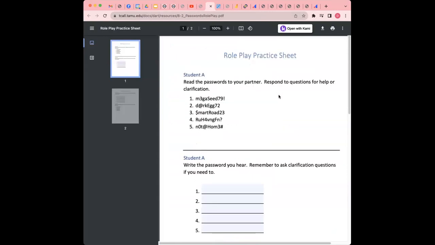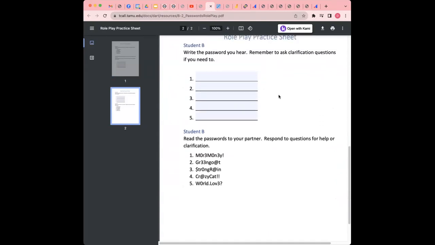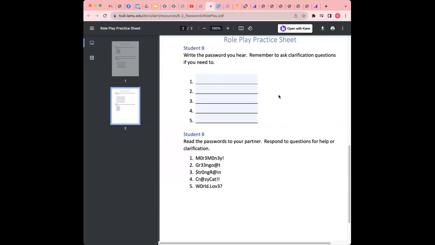And this one I really like. It's a partner dictation. They call it a role play, but you have two people. One person has the list of passwords and they read them to their partner, who writes them down. And then they switch. Now they have the opposite roles. The person who was writing is now speaking. The person who was speaking is now writing.